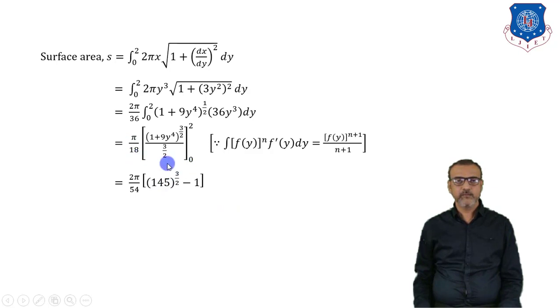We multiply pi by 18 by 2 by 3, so it becomes 2 pi by 54. Then replacing y by the upper limit 2, 2 raised to 4 is 16, 16 into 9 is 144, 144 plus 1 is 145, and its power is 3 by 2. Then for the lower limit 0, 9y raised to 4 becomes 0, and 1 raised to 3 by 2 is 1. And 145 the whole raised to 3 by 2 is nothing but 145 into square root of 145, minus 1. So this is the answer of the given problem.